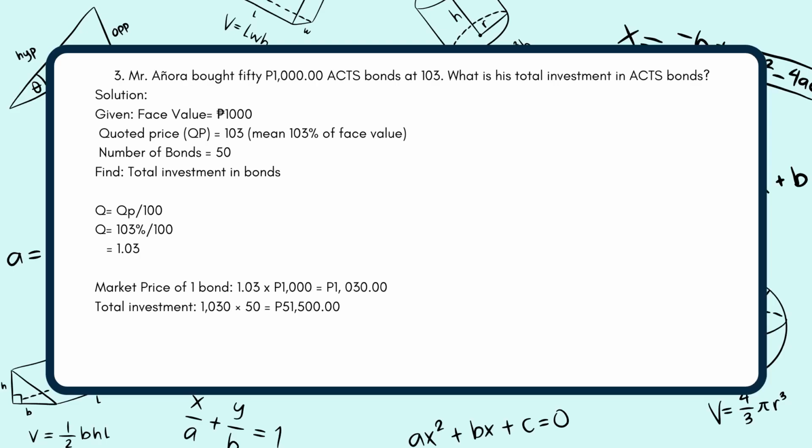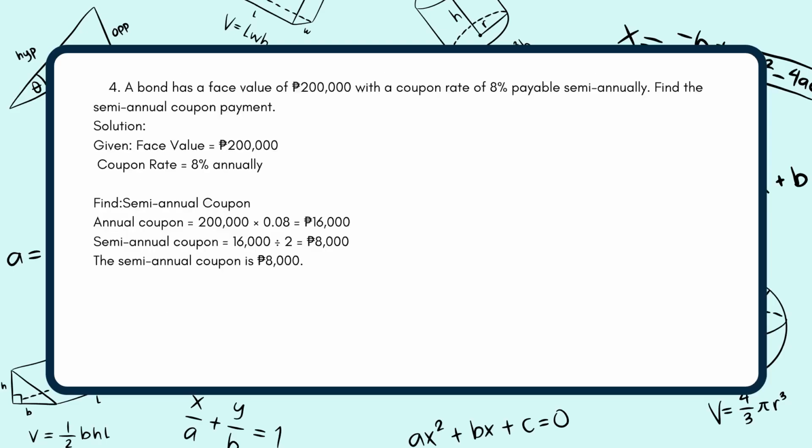Q is equal to QP divided by 100. So Q is equal to 103% divided by 100 is equal to 1.03. Market price of one bond: 1.03 times 1000 is equal to 1030. Total investment: 1030 times 50 is equal to 51,500. Thus, the amount of total investment is 51,500 pesos.